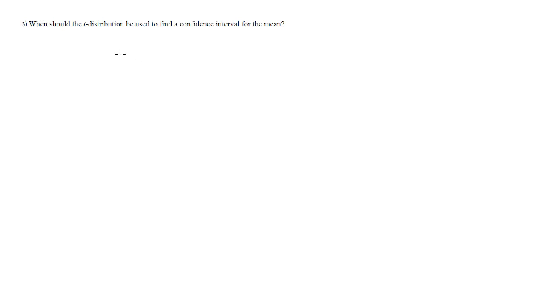Question 3 asks, when should the t-distribution be used to find a confidence interval for the mean? So for confidence intervals, we have two choices. We can use a z-distribution or a t-distribution. And there is one piece of information that determines whether I use a z-distribution or a t-distribution.